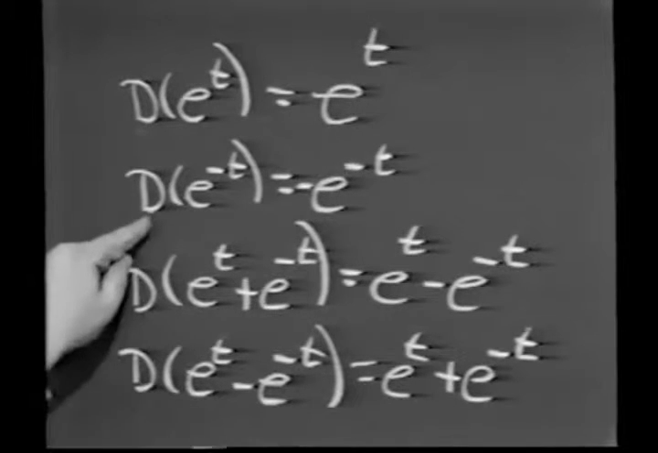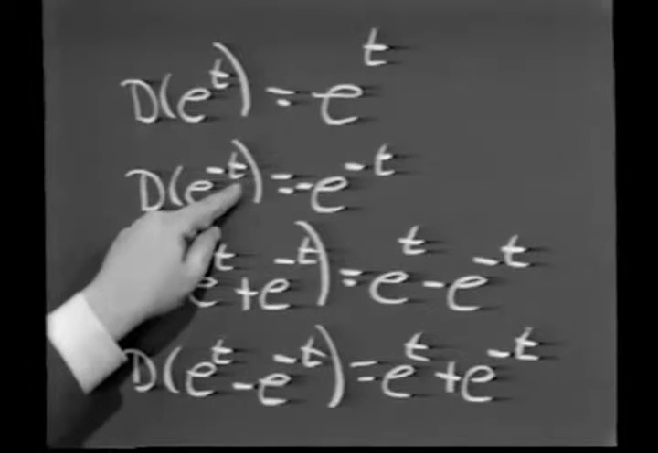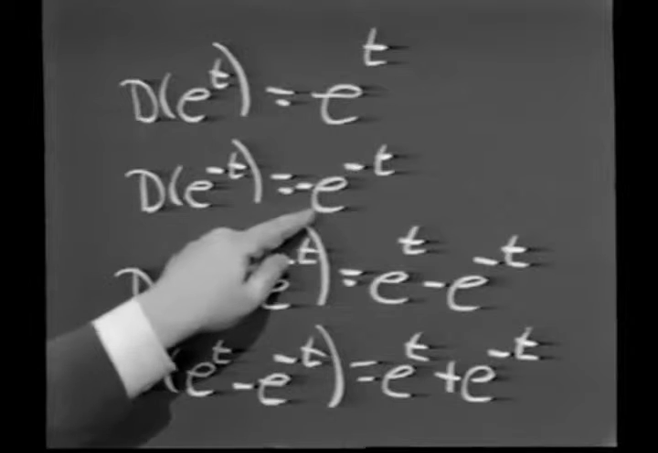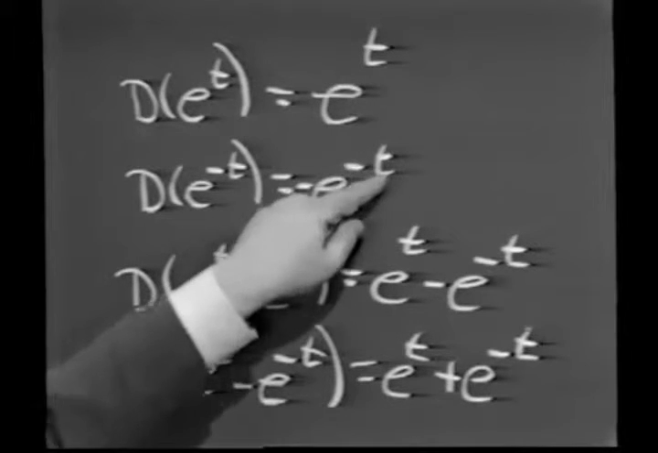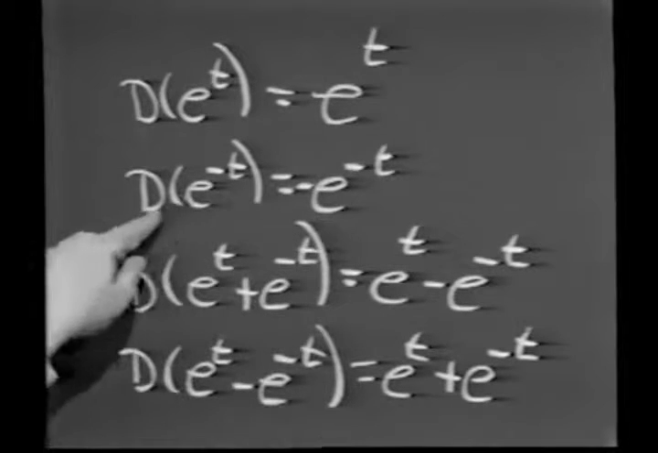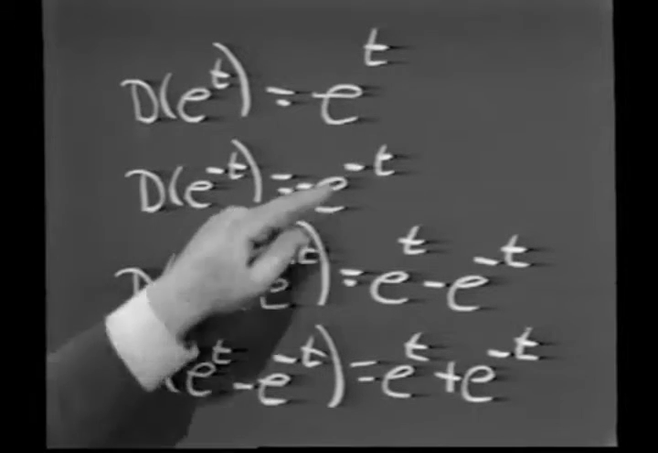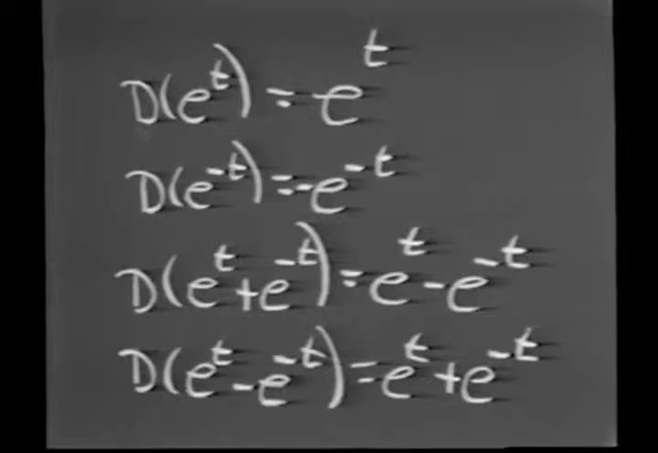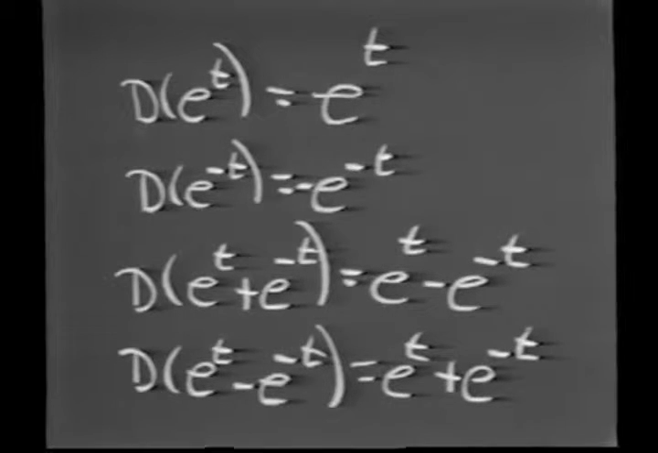If I take the derivative of e to the minus t with respect to t, I get what? e to the minus t times the derivative of minus t with respect to t. That's minus 1. So the derivative of e to the minus t is minus e to the minus t. Well, what does this have to do with anything?